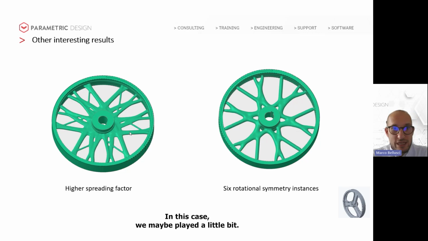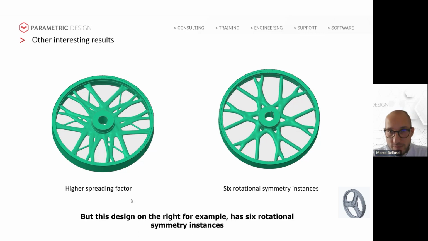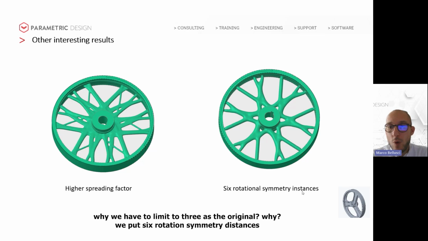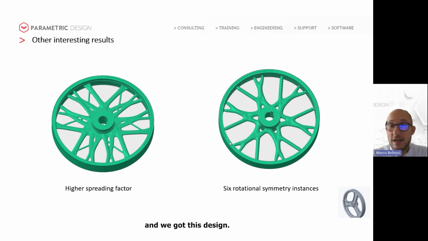In this case, we maybe played a little bit, we increased the spreading factor. As you can see, this is a very complex design, and in this case, we eliminated this design from our pool. But this design, for example, on the right, has 6 rotation symmetry instances. Why do we have to limit to 3 as the original? We put 6 rotational symmetry instances and got this design in return.